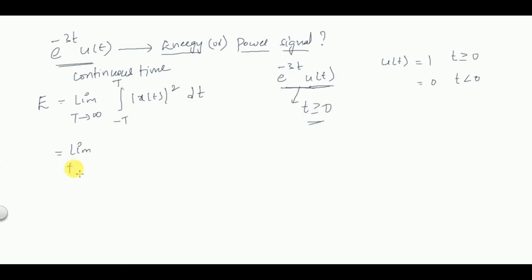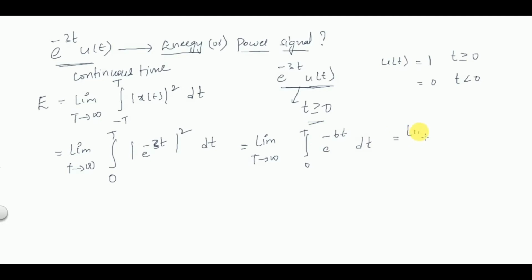Therefore, in this limit, the limit value changes here. We will take 0 to T, because this total signal is defined only for positive values. So modulus of e power minus 3t into u of t is 1. Into 1 it doesn't make any difference. So e power minus 3t whole square dt is equal to limit as T tends to infinity, integral 0 to T, e power minus 6t dt.